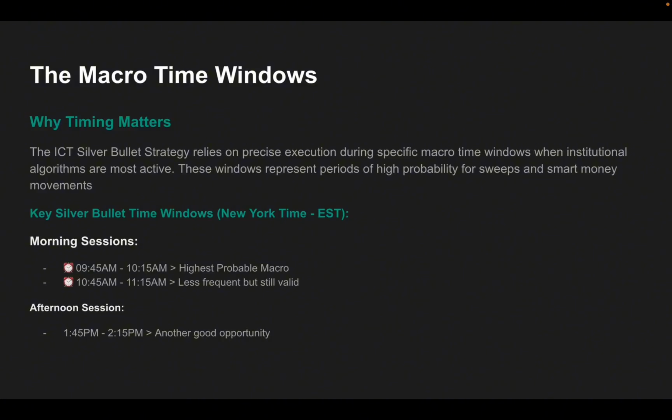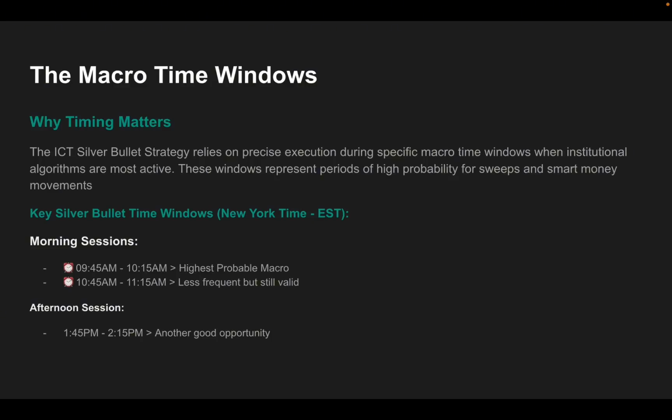Obviously the second one is 10:45 to 11:15 a.m. Still a high probable macro, but it's not as volatile as the 9:45 to 10:15 macro. Price does tend to move quite slower in the 10:45 to 11:15 a.m. macro, but still pretty fast. Obviously not as fast as the 9:45 one. And then another macro that I trade is the 1:45 p.m. to 2:15 p.m. macro, which I'd say is still high probable, but the volatility isn't as good as you would get in the morning sessions. So that is why you'd rarely see me trading it.